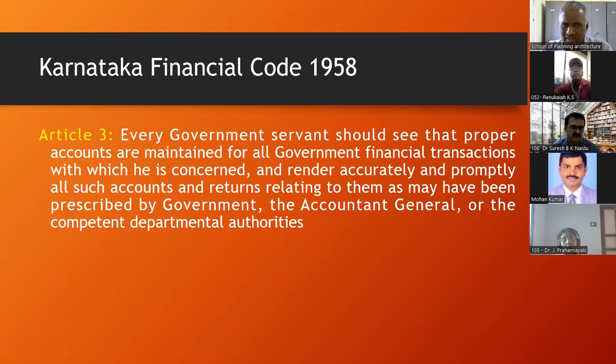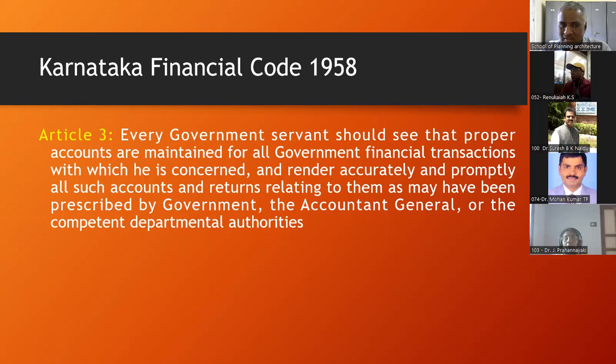Article 3 of the Karnataka Financial Code says that every government servant should see that proper accounts are maintained for all government financial transactions with which he is concerned, and render accurately and promptly all such accounts and returns related to them as may have been prescribed by the government, the Accountant General, or the competent departmental authority. Suppose you are holding the position of a principal. It is your duty to maintain the accounts for any receipts and expenditure of the college when you are holding the position of principal.